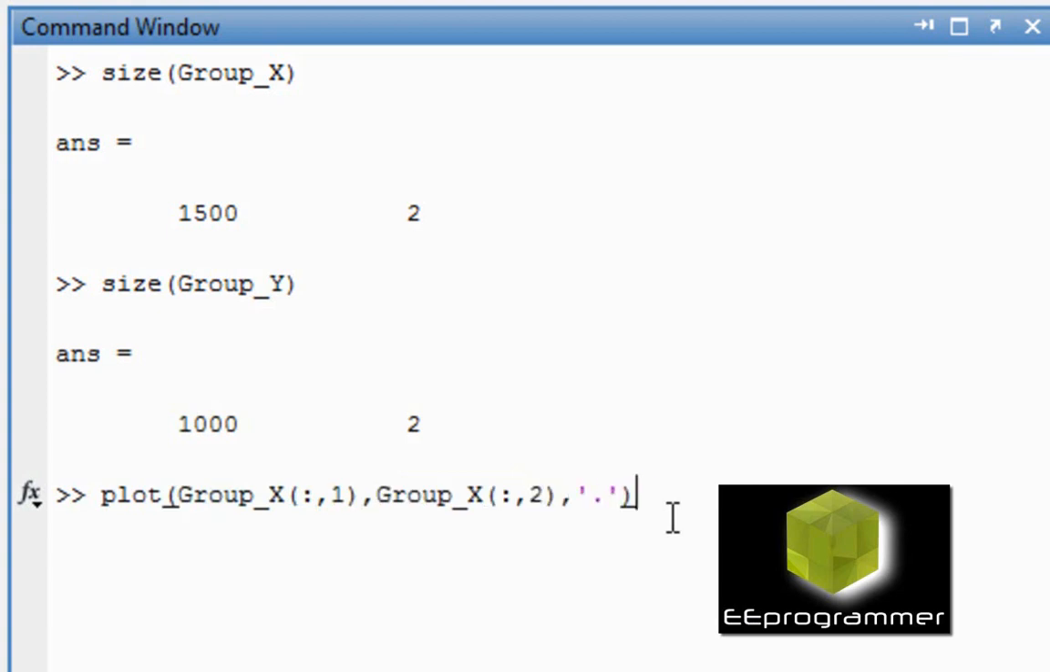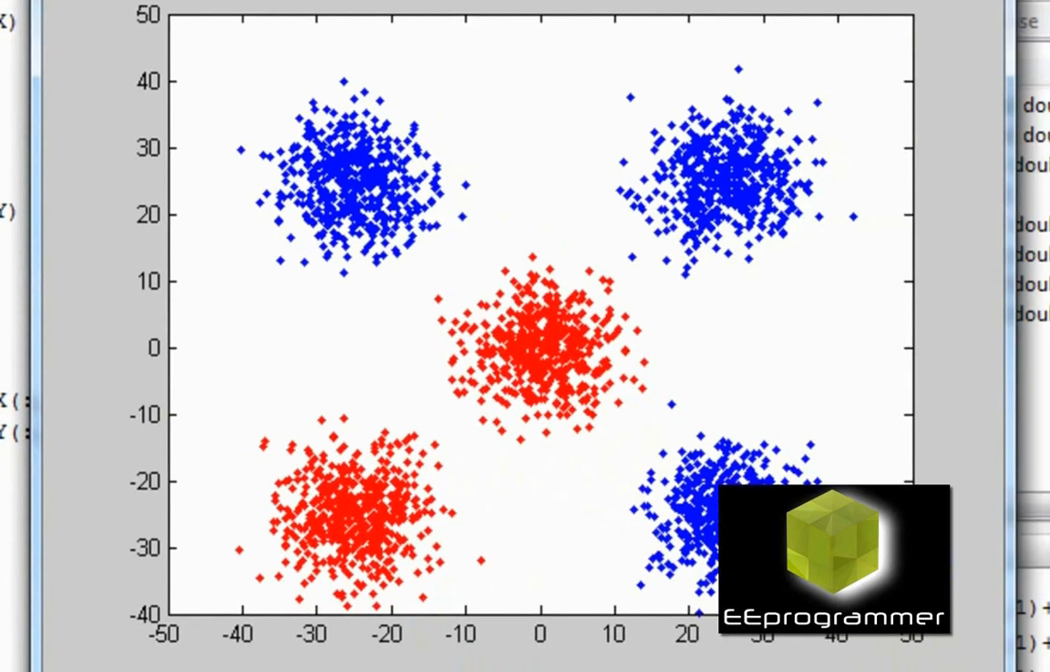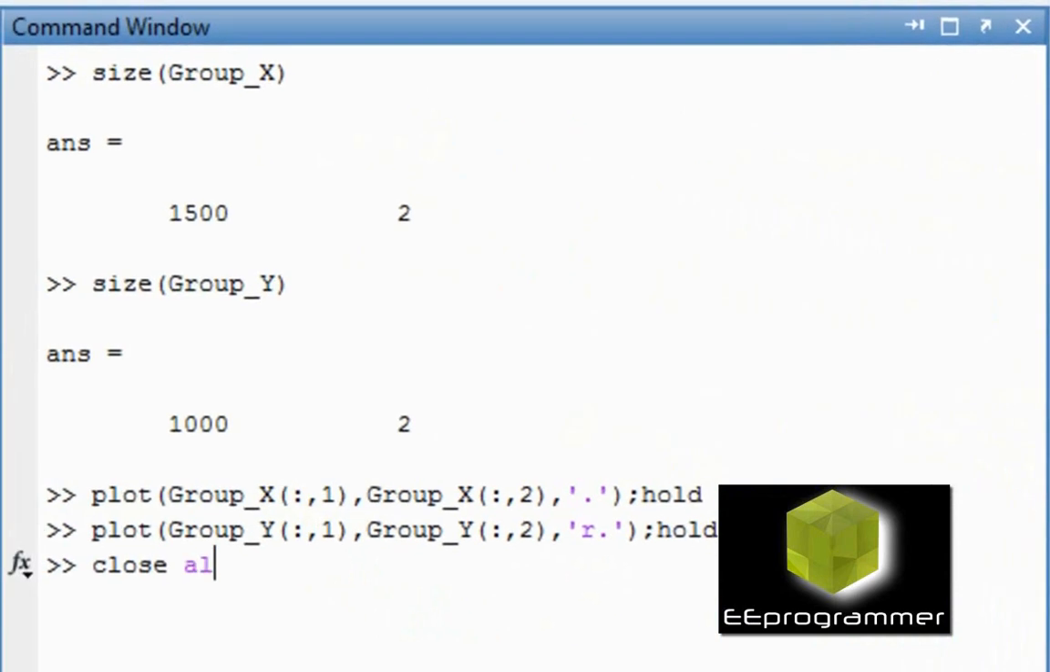Group X is 1500 data points, group Y is 1000 data points. Okay, so you see there are three groups of blue and two groups of red in here. Now, if you use a straight line, it's quite infeasible to separate those data.